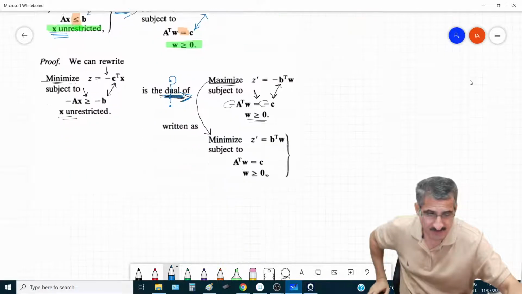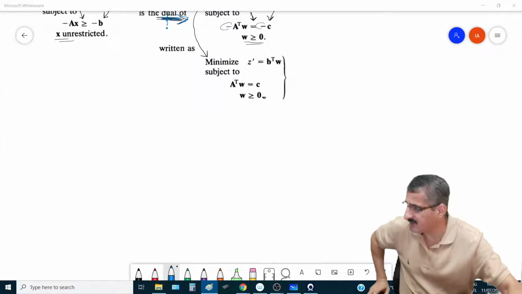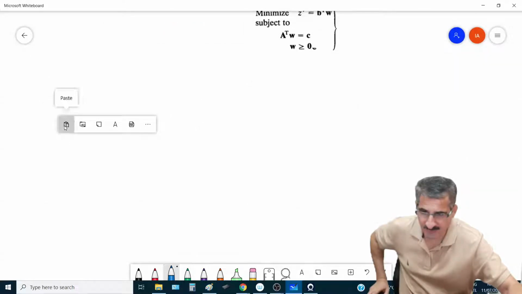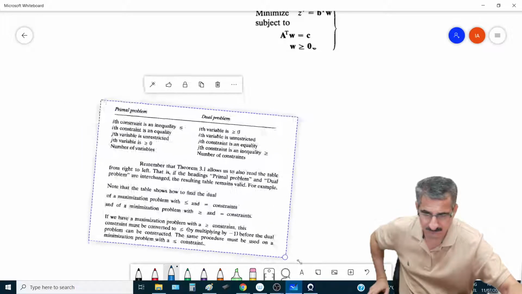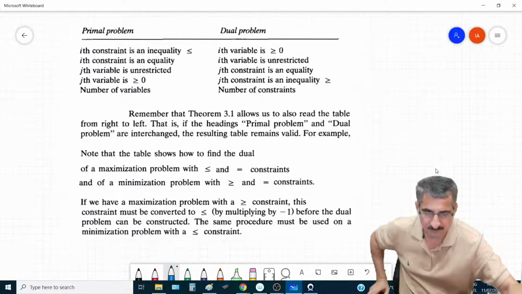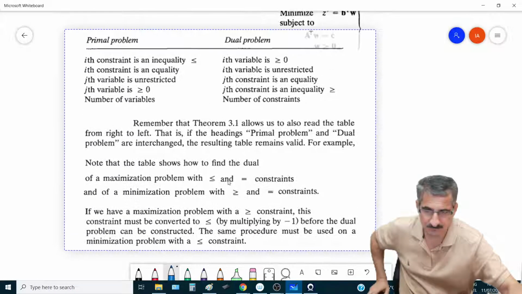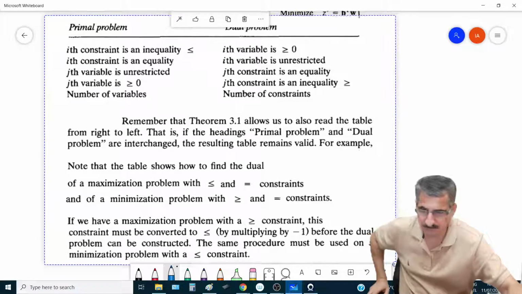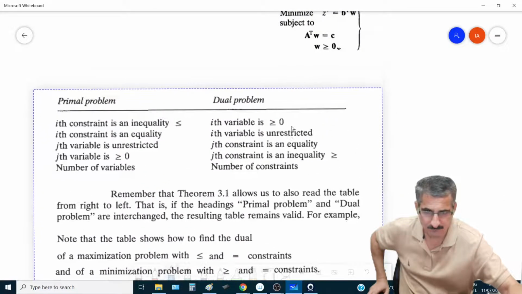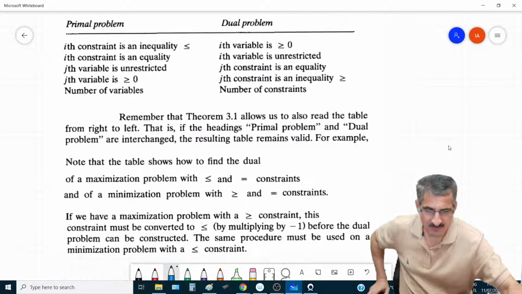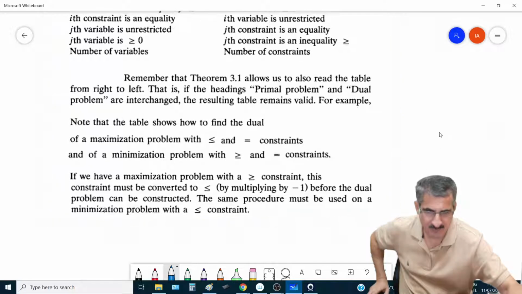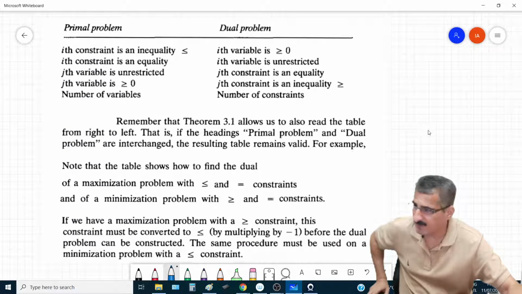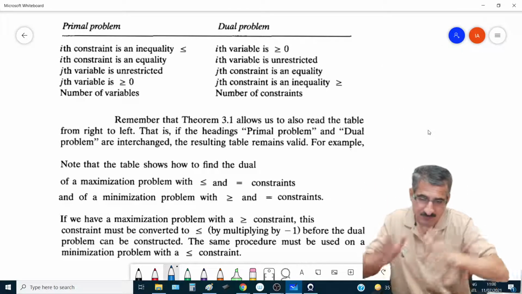طيب good. الآن let us summarize what we have seen in the above problems. The theorem, sorry. هذا مهم الآن نستوعب بالضبط شو اللي عملناه. اوكي كونوا معي الآن. Primal problem هنا، dual problem هنا.